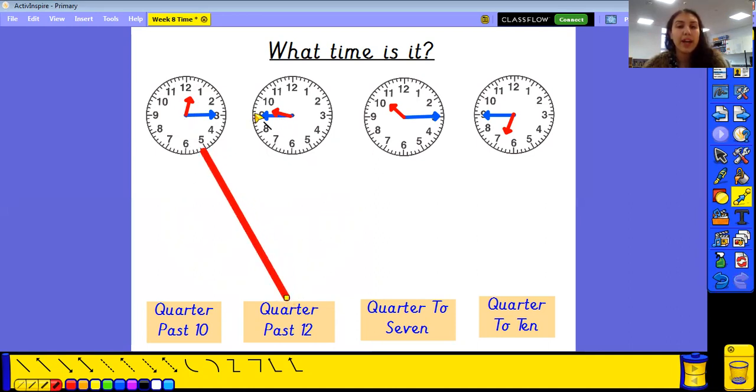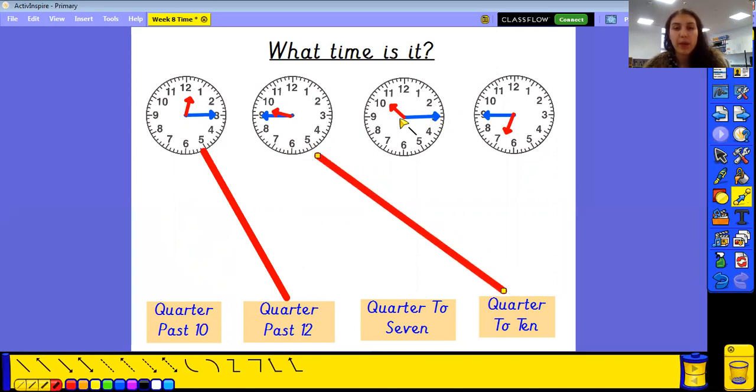Now this one, the big blue hand is pointing to the left, straight over that 9. So it is a 1/4 to. Now where is my red hand going to? It's going to 10. So it's 1/4 to 10. So I can see it's this one.